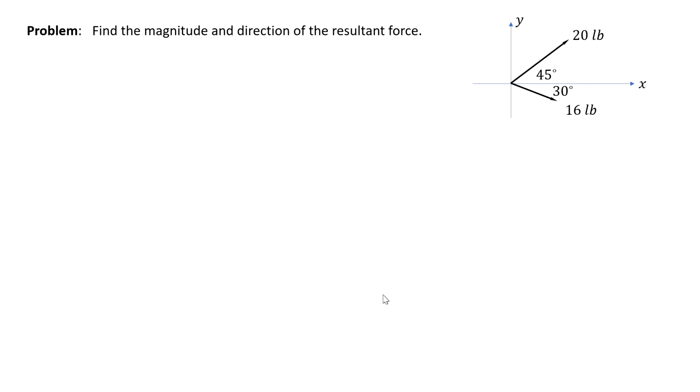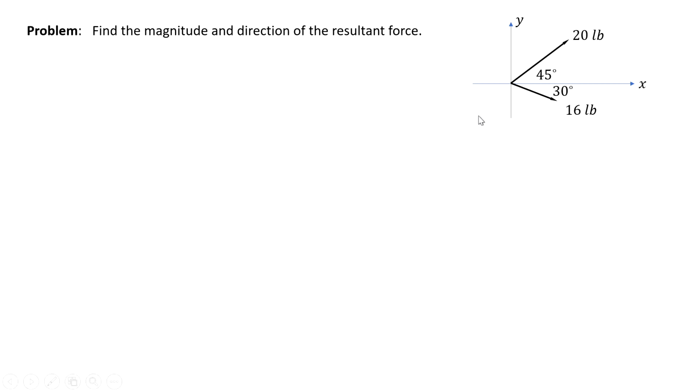Find the magnitude and direction of the resultant force. Imagine there's a boat sitting in the center of a small canal or lake. From one bank, one guy is pulling the boat with a 20-pound force. On the other side, another guy is pulling with a 16-pound force, and their angles are as given. Which way will the boat move?